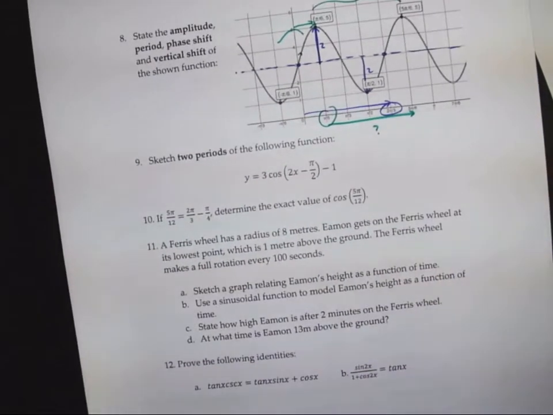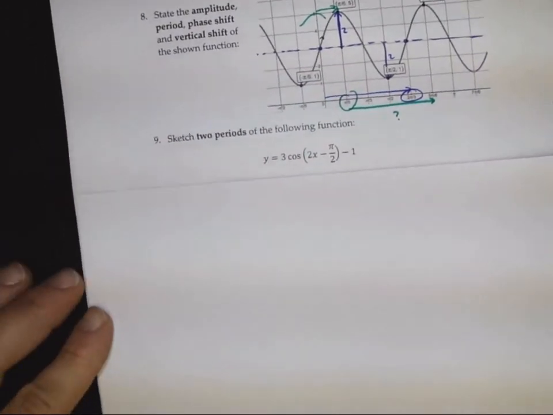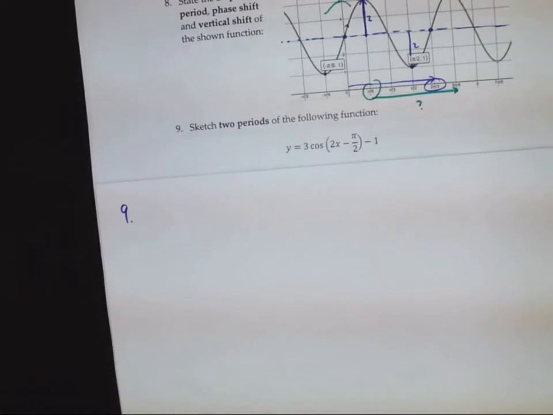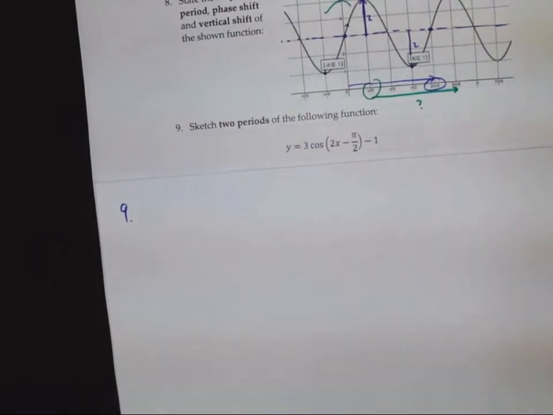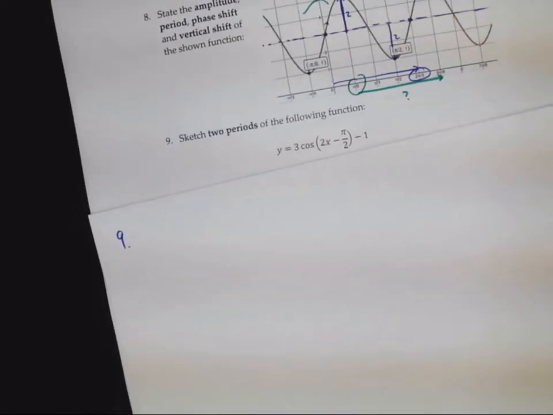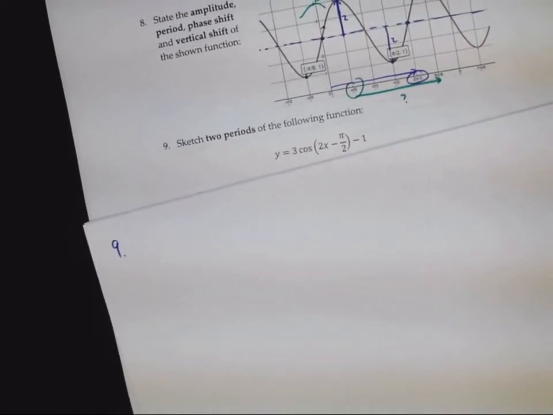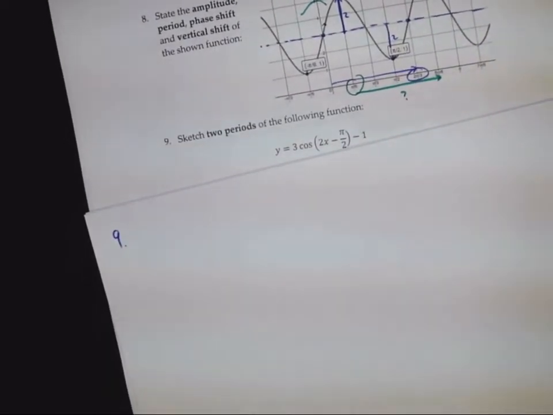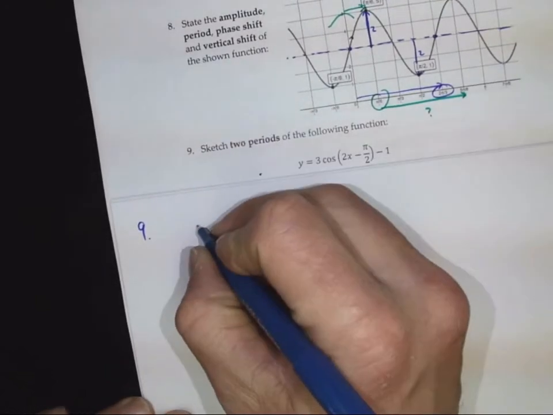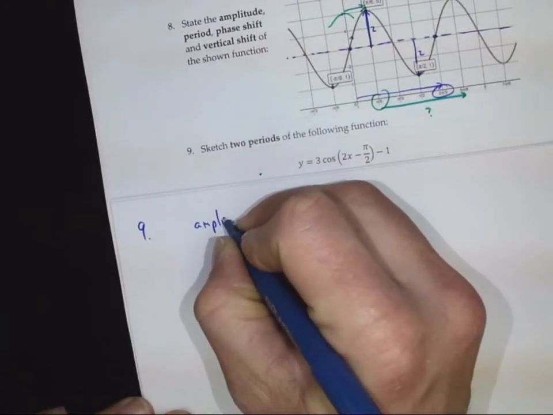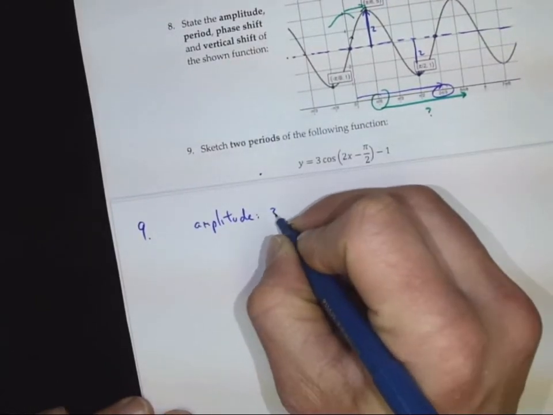All right. Moving on. We're getting there, guys. We are almost there. So question 9 asks us to sketch 2 periods of this function. So to do that, we're going to need to know all the features that we can about this thing. So I'm going to piece this apart. I'm going to say, okay, well, the first thing I know is that the amplitude is 3.